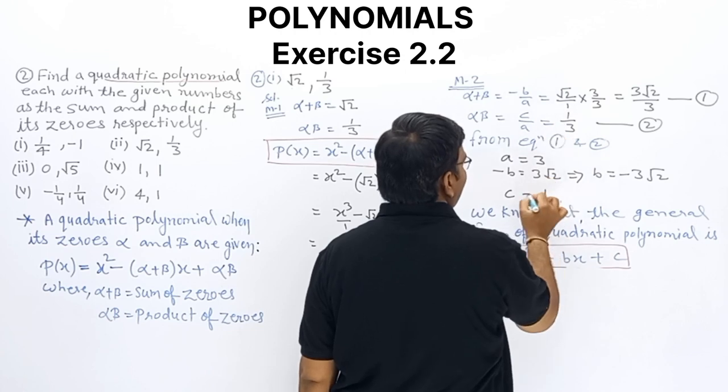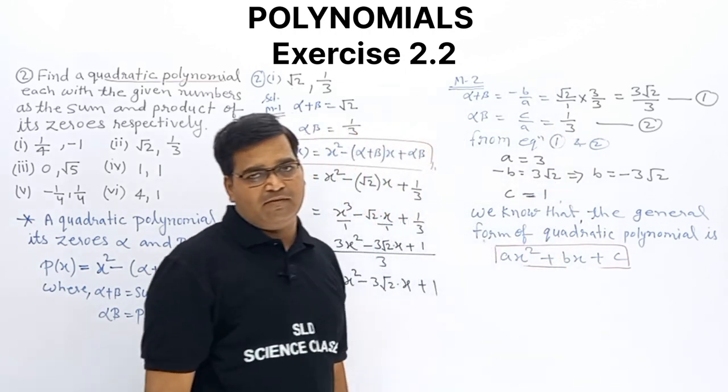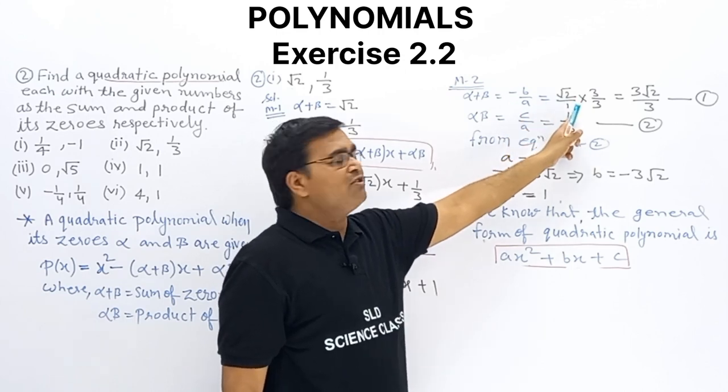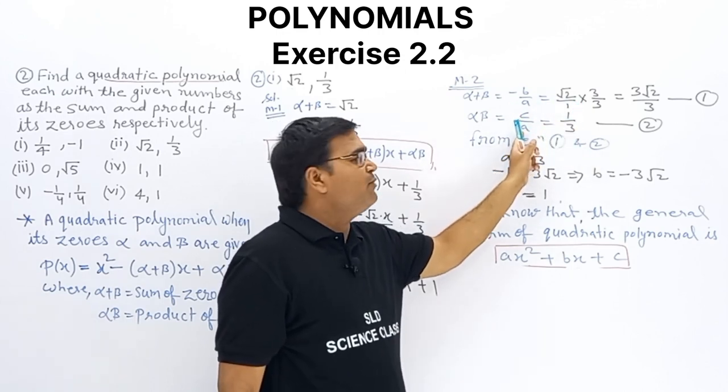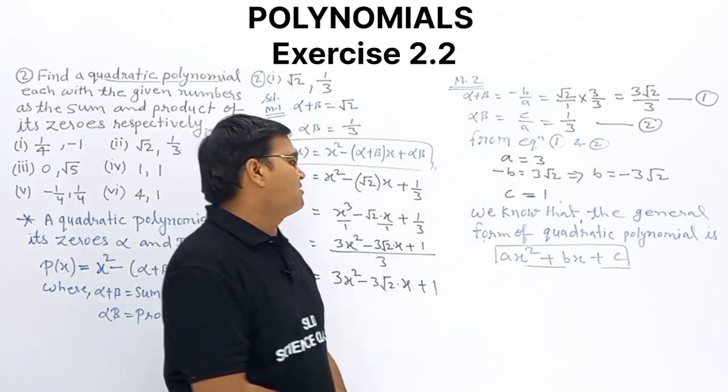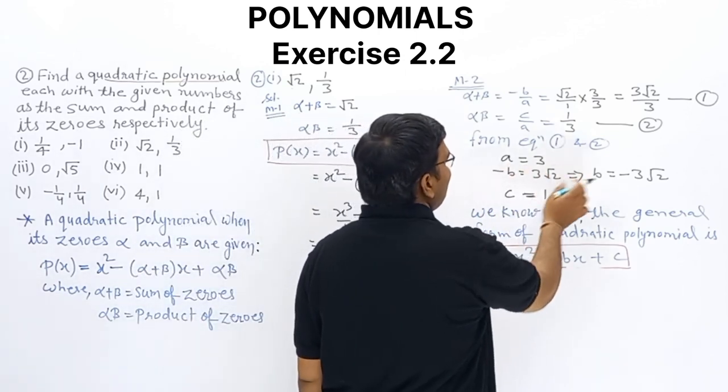Now next one, c equals what? c equals 1. In the equal equation, the numerator will be equal to this numerator, and the denominator of this one will be equal to this one. Now we are having a, b, c, all values.